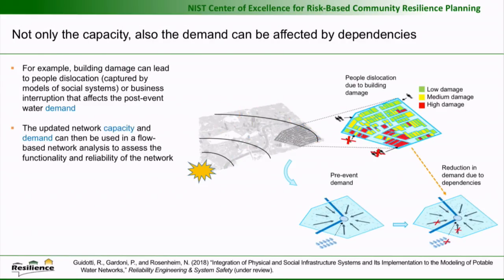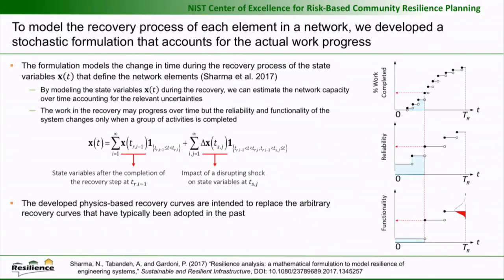But not only the capacity, also the demand can be affected by dependencies. For example, building damage can lead to people dislocation or business interruption that affects the post-event water demand. The updated network capacity and demand can then be used in a flow-based network analysis to assess the functionality and reliability of the network.